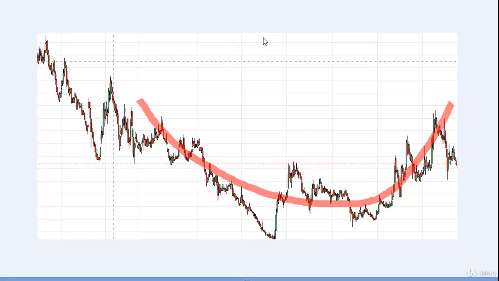Rounding bottom is a long-term reversal pattern. It takes a lot of time to complete. On daily charts, it is not clear because of noise, but on weekly charts, its formation gives a clear signal. After a long consolidation period, it turns from a bearish trend to bullish and forms a saucer-like shape. We should buy the stock near the end of the saucer curve from where the beginning of the bull trend starts.